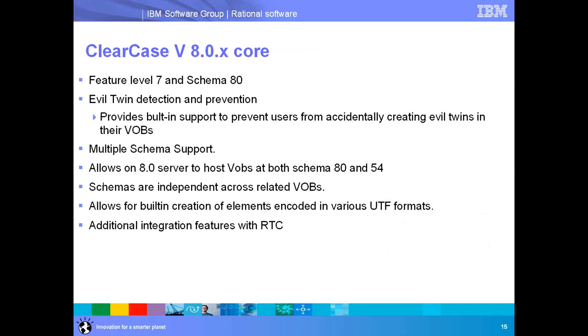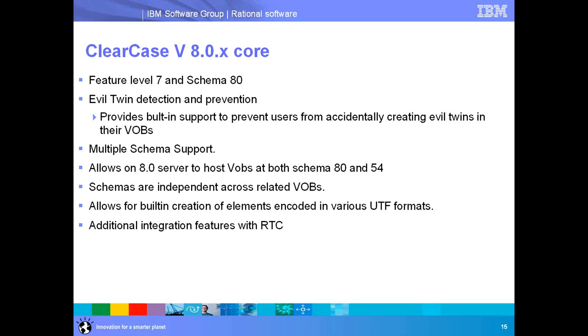So till now we discussed CTE, CCRC WAN server, and the CLI. So coming to the core of ClearCase and pertaining to the thick client, what are the major changes and improvements? One is definitely the schema version and the feature level. So in 8.0 we have the schema 80, and the feature levels that are available are 7 and 8. Feature level 8 is available from 8.0.1 onwards.